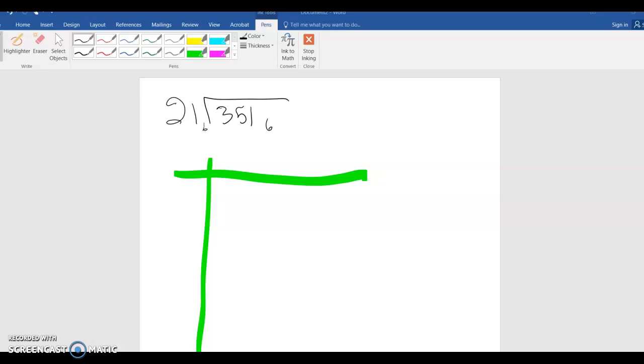Hi, here's a sample problem of how to do division with base blocks in base 6. I have 21 base 6 dividing into 351 base 6. I've made my form and now I'm going to put in my 21.